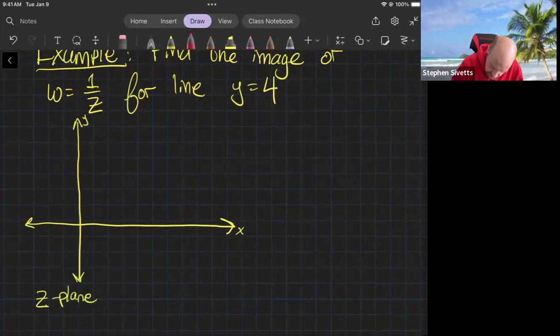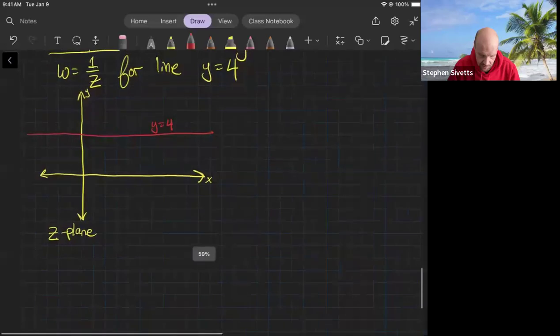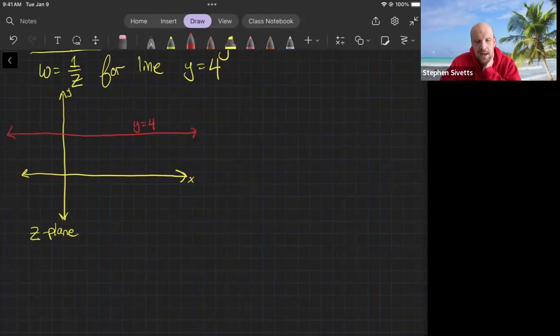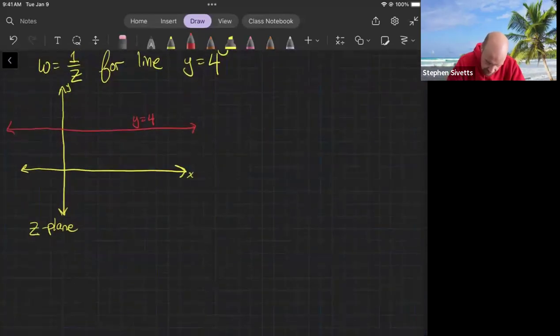And then we're going to look at the line y equals 4. Right? y equals 4. So we want to look at what the image looks like in the W plane. Pause the video. I want you to think about this and try to come up with a solution. All right, I assume you worked on this. So let's look at how we would approach this.